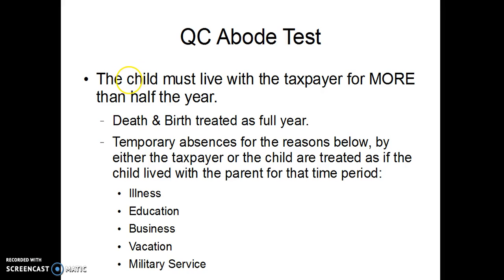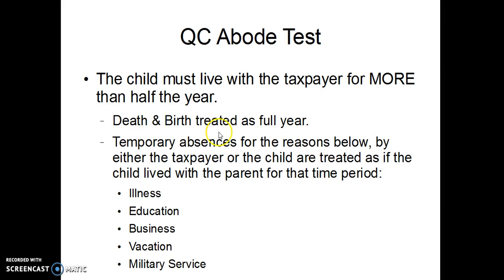When I say child, I mean qualifying child again, because this could again be brother, sister, or their nieces and nephews, their children. So whenever you see child in these slides, it's qualifying child. Qualifying child must live with the taxpayer for more than half of the year. So 6 months, more than 6 months.